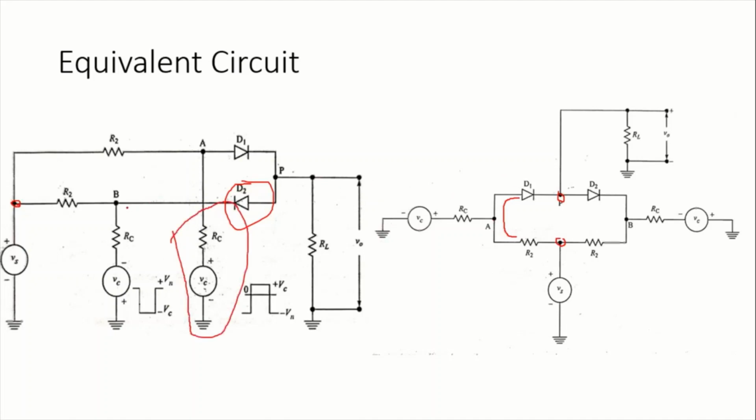Similarly, considering node B, it is available between D2's negative terminal and resistance R2. Node B is connected to RC, and we have the control signal minus and plus. These are complements of each other, since the control signal voltages are minus Vc and plus Vc towards the ground. So this is how the circuit is redrawn.